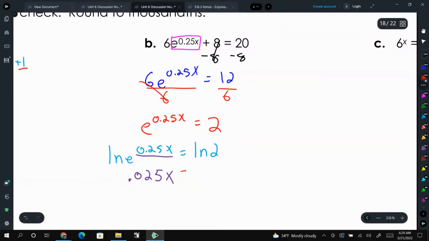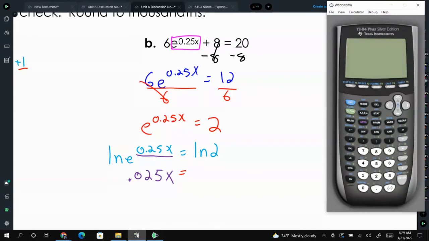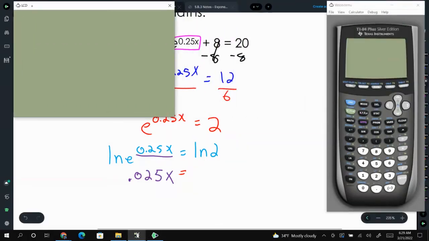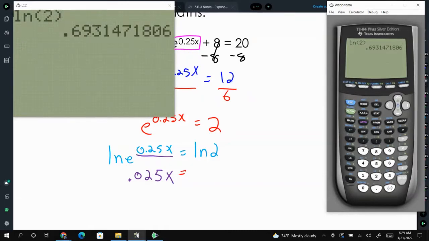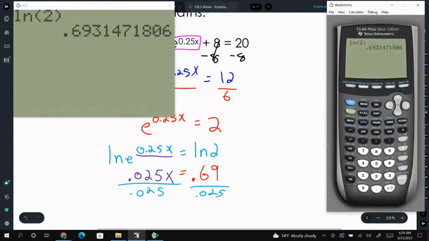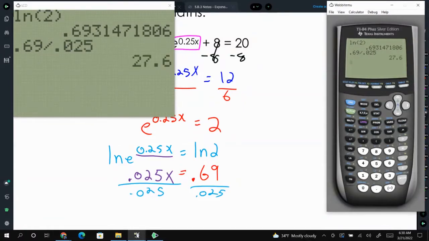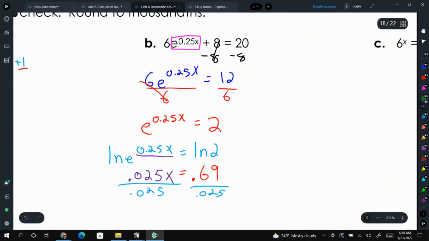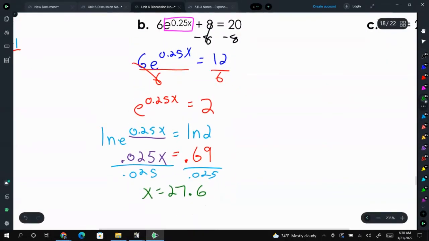Now on our calculator, we're going to type in the ln, or natural log of 2. And we get 0.69. And then we'll divide both sides by 0.25. So 0.69 divided by 0.25. And we get 27.6. So we're going to be using this log feature, the log buttons in our calculator, frequently.